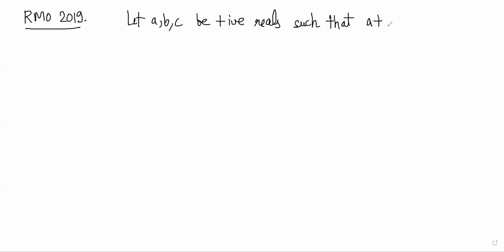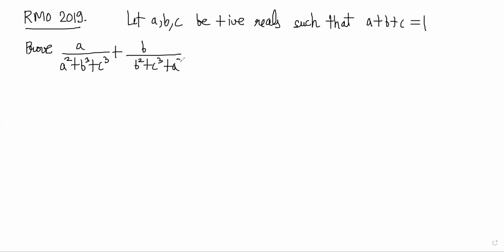A plus B plus C is equal to 1. We have to prove that A by A square plus B cube plus C cube, plus B by B square plus C cube plus A cube, plus C by C square plus A cube plus B cube is less than or equal to 1 by 5ABC.